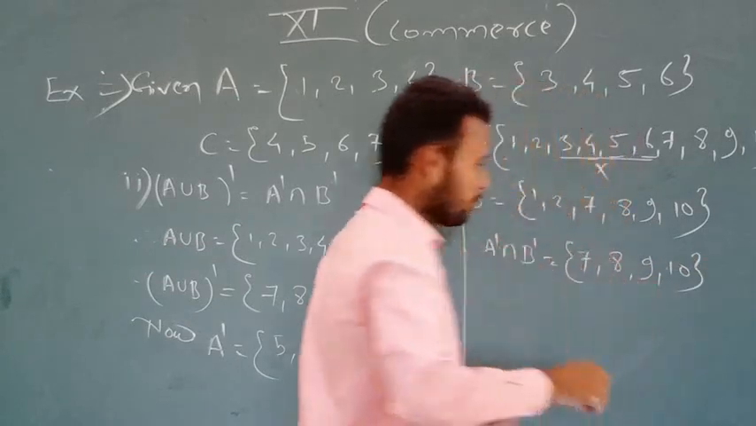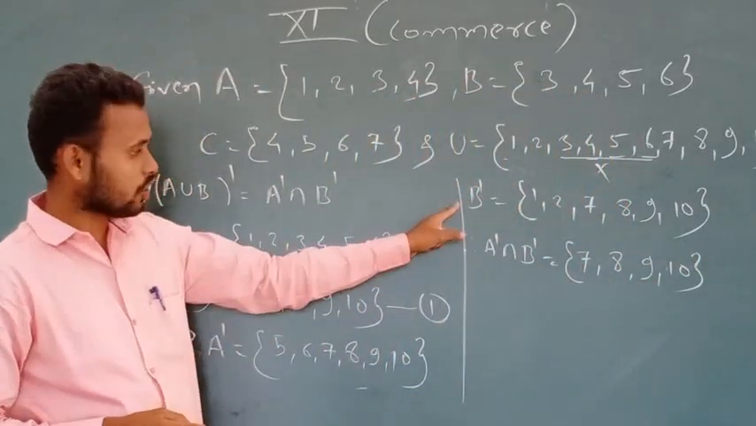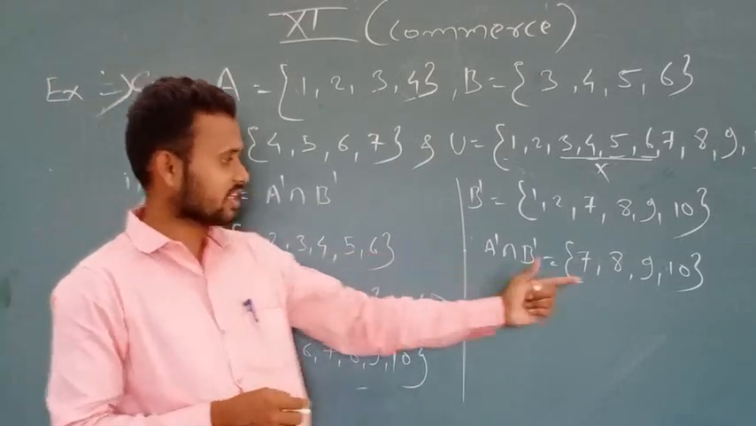5, 6, 7, 8, 9, 10. 7, 8, 9, 10. These are only common elements. 7, then next 8, then next 9 and 10. These are the common elements between the set A complement and B complement. Therefore, the intersection of these two sets contains only common elements.